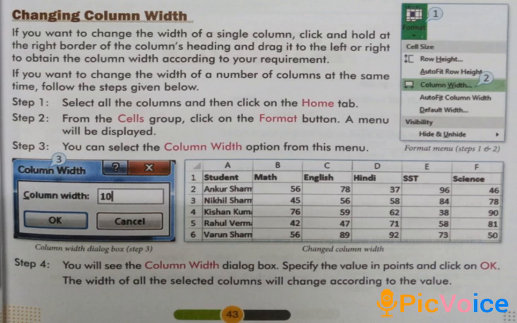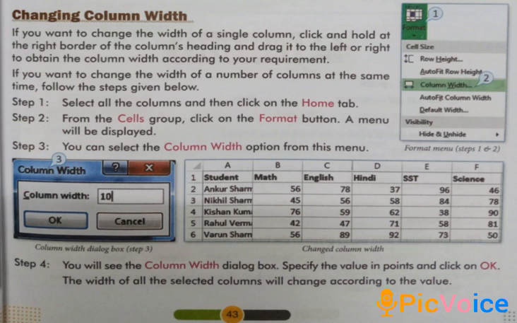Dear students, in the same way, also we can change the width of column. If we want to change the single column, then we have to click and hold the right border of the column's heading and drag it to the left or right to obtain the column width according to our requirements. And if we want to change the width of a number of columns at the same time, we have to follow the 4 steps.